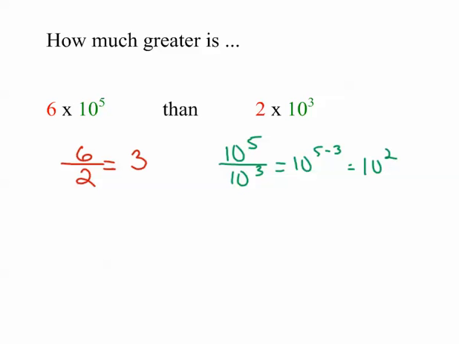So then we can bring this all together and take our 3, multiply that by 10 to the 2nd power. And we know that that's also the same as 3 times 100. So we can say that 6 times 10 to the 5th is 300 times bigger than 2 times 10 to the 3rd.